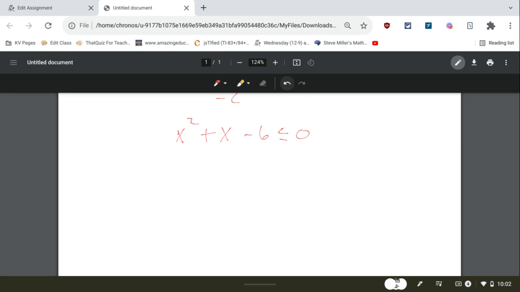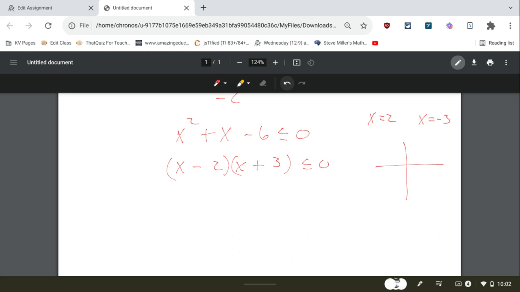All right, whenever we go to factor this thing, or to solve it anyway, it's going to be two numbers that multiply to 6 but subtract to 1. And that's going to be 2 and 3. The 3 needs to be positive. The 2 needs to be negative. All right, my solutions, the places where the function is equal to 0, is going to be at 2 and at negative 3.